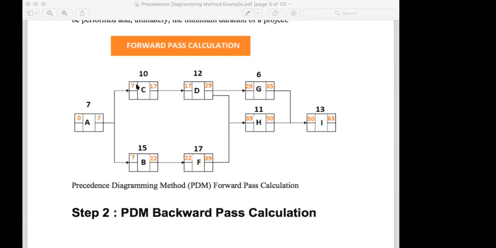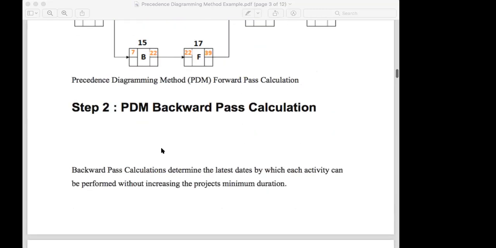The later date, that's what I say. Now it says it starts on day 7, but when you check the network, sometimes even the 10th day is okay like that. You are not going to change anything in the network's total duration, but in between you can adjust something. You can start late also. So that is what we are going to calculate from the backward pass.